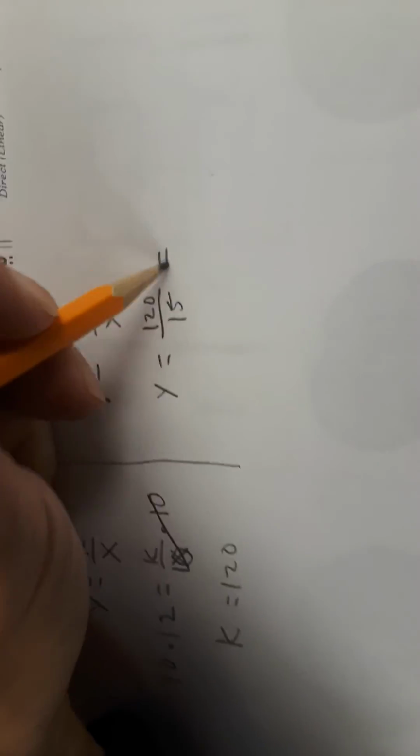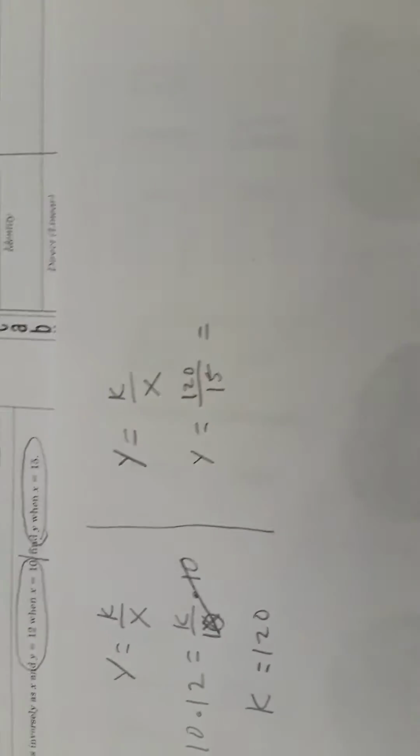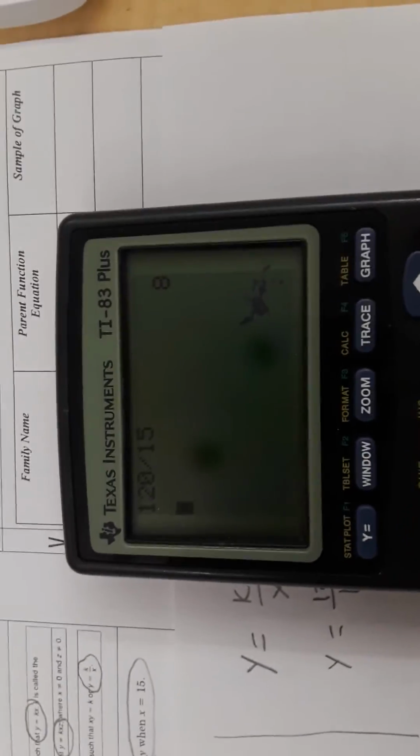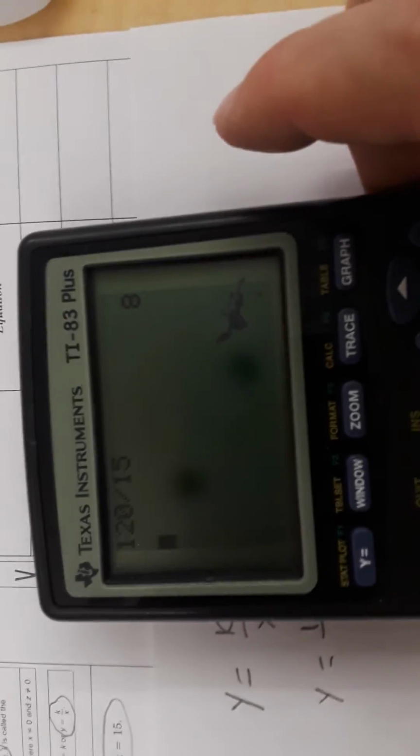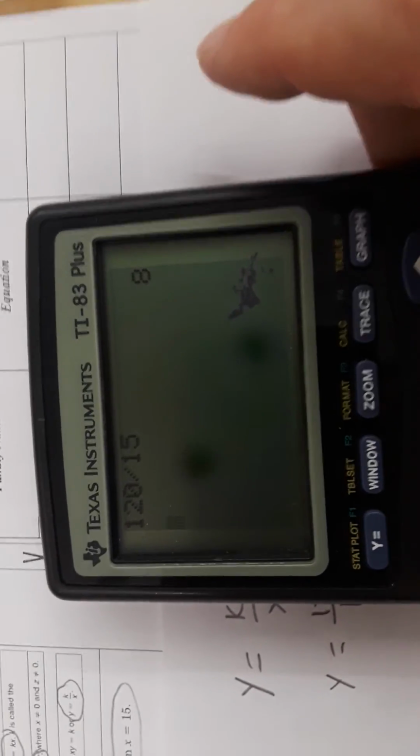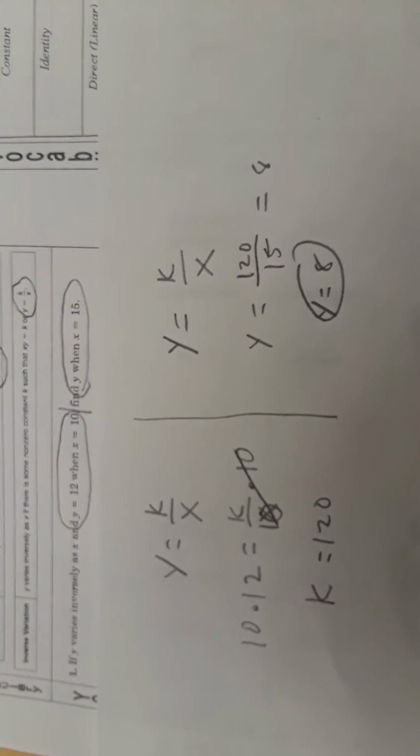So to know what y is, all we have to do is take 120, divide it by 15. I think that's going to be 8. Let's make sure. Yeah, it is. I already put it in there. I knew. All right, I cheated. And there we go. So 120 divided by 15 is 8. The answer to this problem is find y. Well, we did. It's 8. Y equals 8. And we nailed it. Cool.